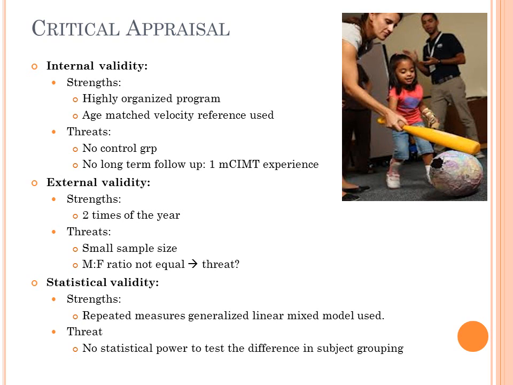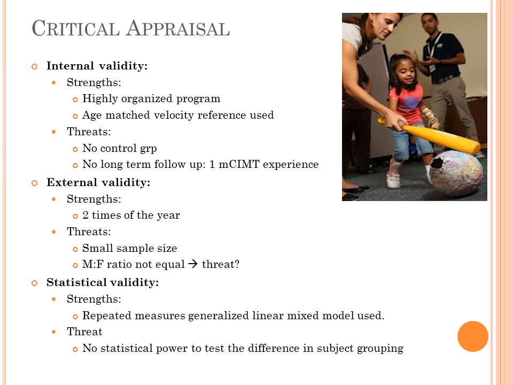The strength to external validity was that it was conducted in 2 times of the year, so I was assuming maybe it is like a winter and a summer session, where we consider the nerve conduction velocity due to cold into the picture, where if there is decreased nerve conduction velocity, that would affect movement. So since they have considered 2 times of the year, they have covered both those conditions. The threats would be small sample size.